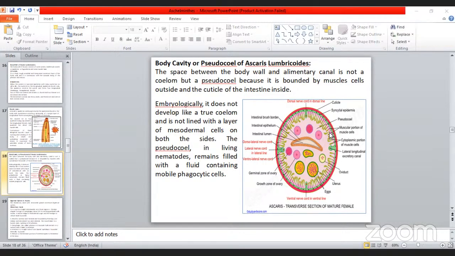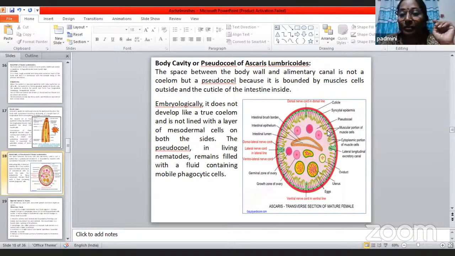Anyone? Columnar, ma'am. Very good. So you can see the shape over here. They are columnar in shape. So the muscles are columnar over here. And this is a syncytial epidermis we were talking about.